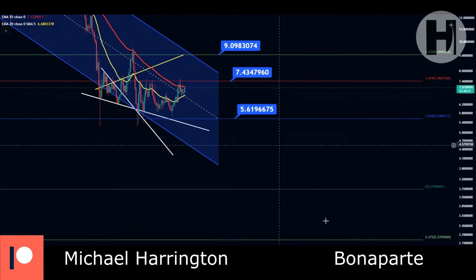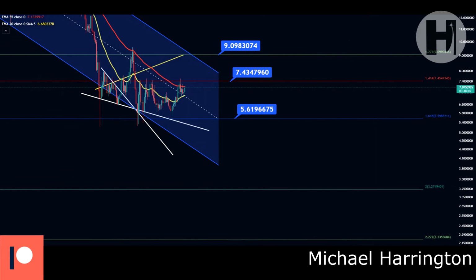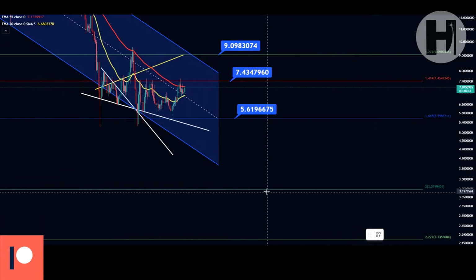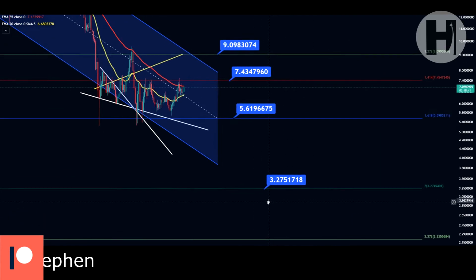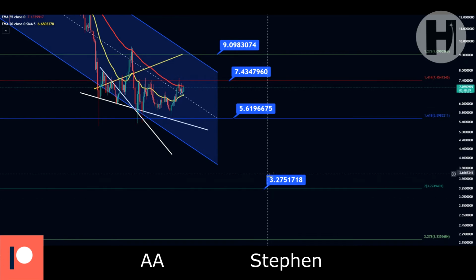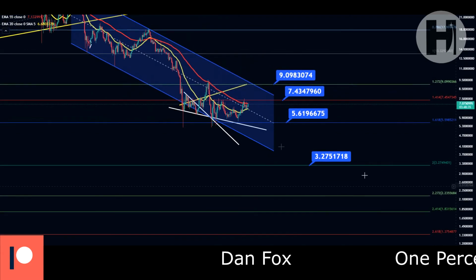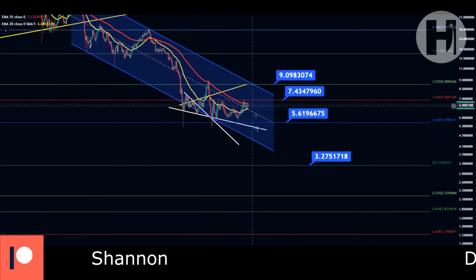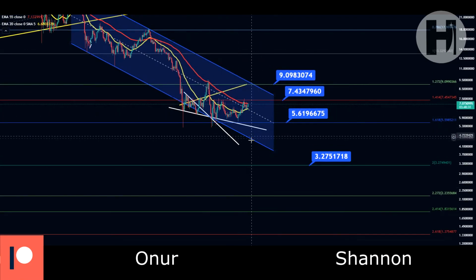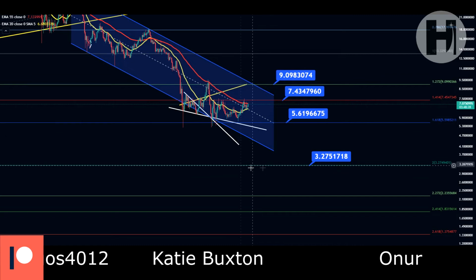It's crazy. Also, there is another support level here below us at the second fib level, which I really doubt we're going to get to, so $3.27. This is in case of a strong capitulation, a black swan event, something bad happens and the markets drop. That would be a potential level we could get to.